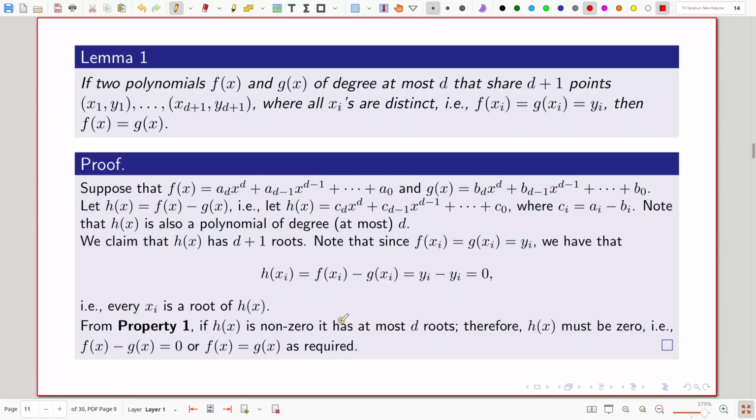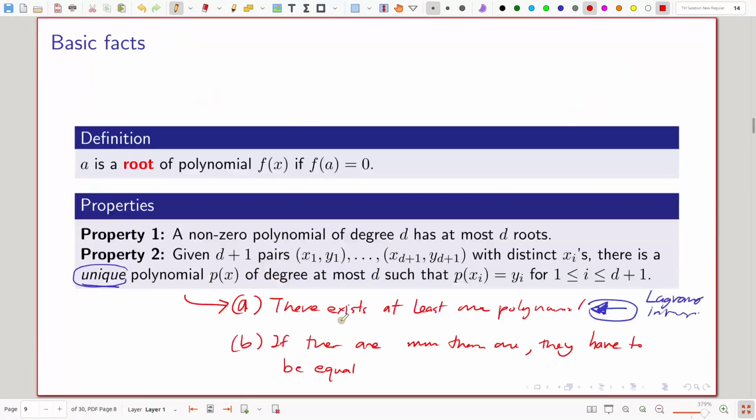So that's why they are unique. Different polynomials of degree d cannot share more than d points. If they share d plus 1 points, they have to be exactly the same. This is a really crazy property of polynomials, which relies on property 1. To prove property 1, it's not that hard, but we don't have time. But at this point, you should somehow know property 2.